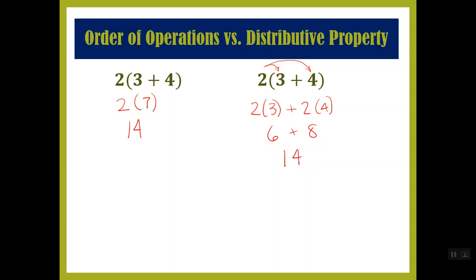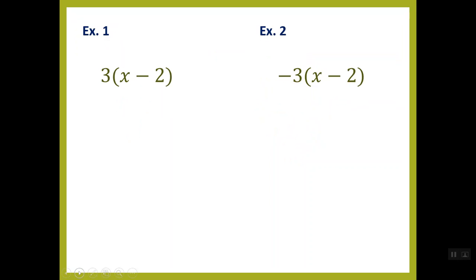But we use the idea of the distributive property in situations where we have numbers and values and variables inside our parentheses that we actually can't combine. So we can't combine an x and a 2. And so we are going to use the distributive property to simplify that expression. So it's important to understand that an expression is considered simplified if there's no grouping symbols left in it.